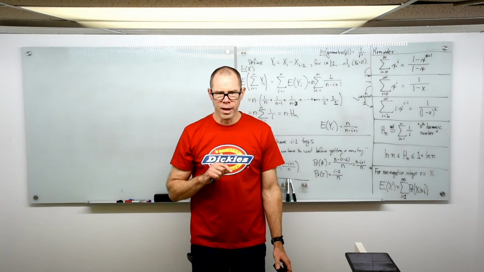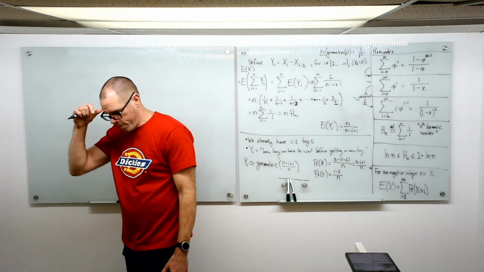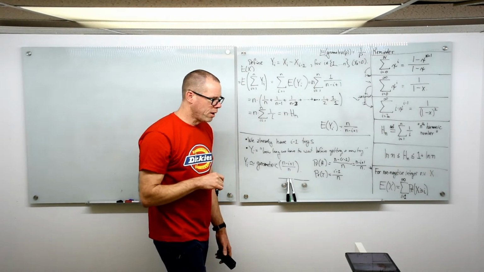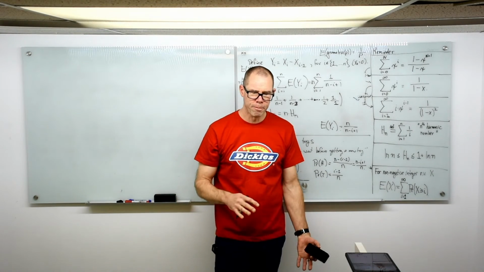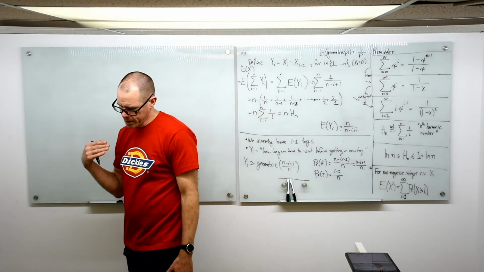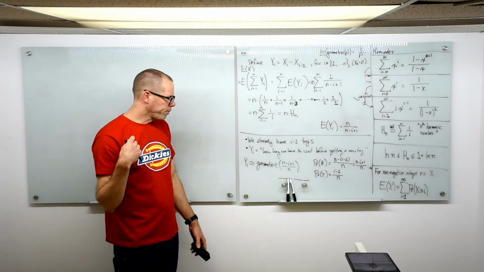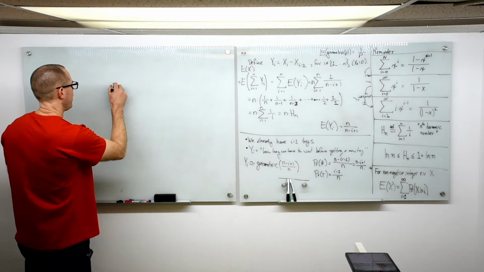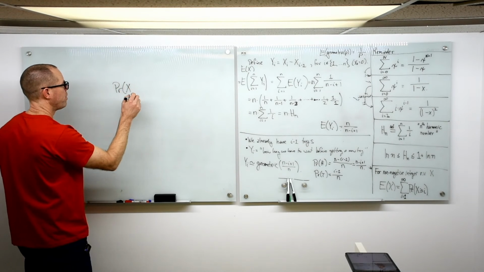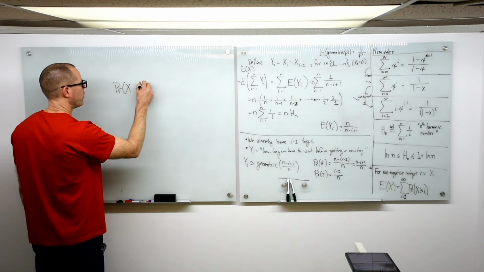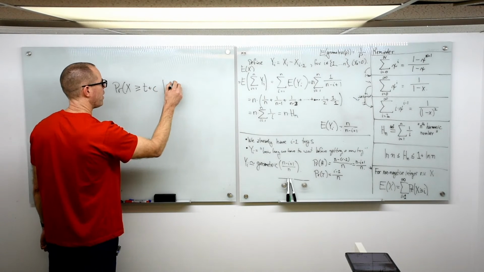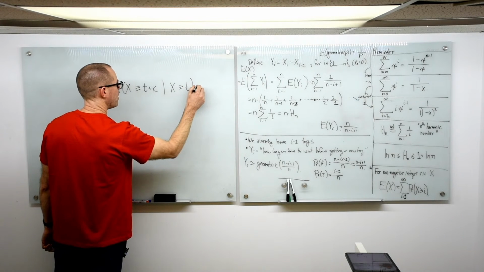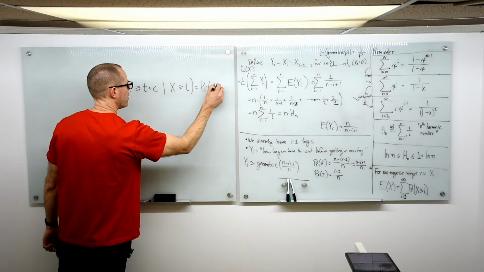I will mention one thing about them, just in case you hear it: geometric random variables have what's called the memoryless property. What the memoryless property means, and it's easy when you understand them, formally, is this: the probability that x is bigger than or equal to t plus c, given that x is bigger than or equal to t, is just equal to the probability that x is bigger than or equal to c.